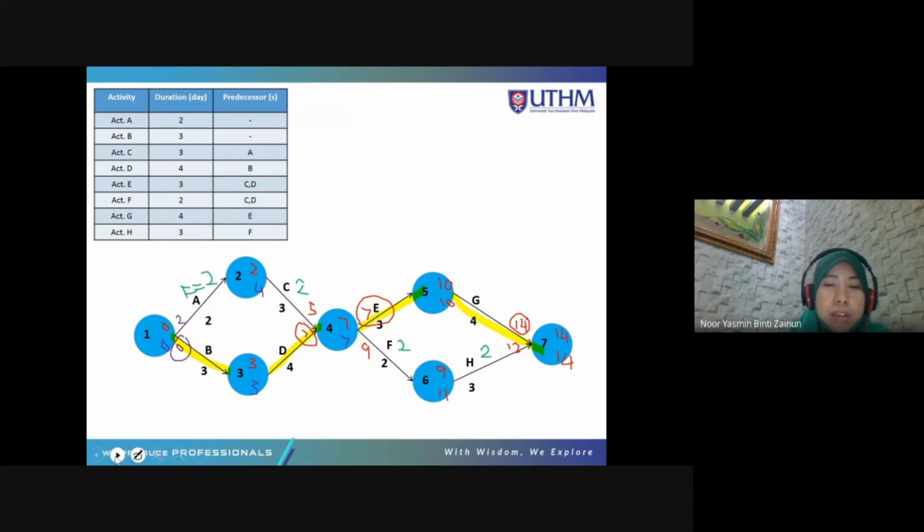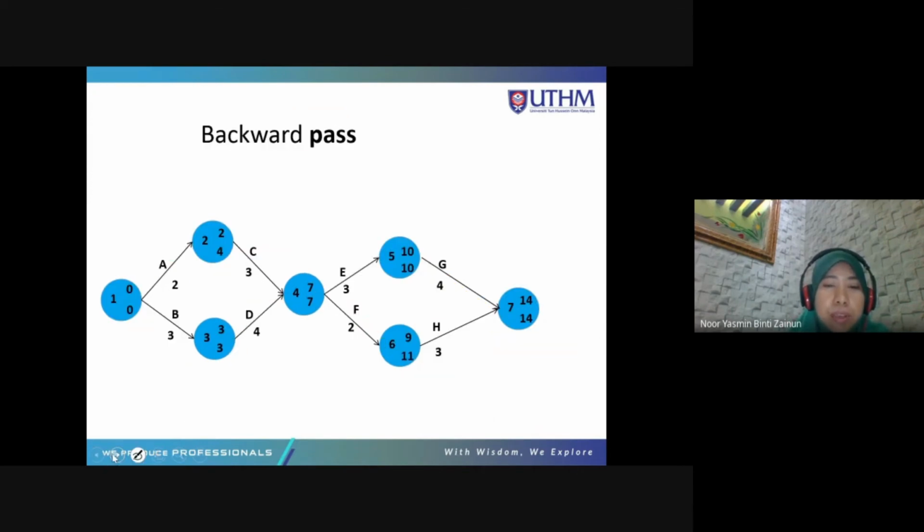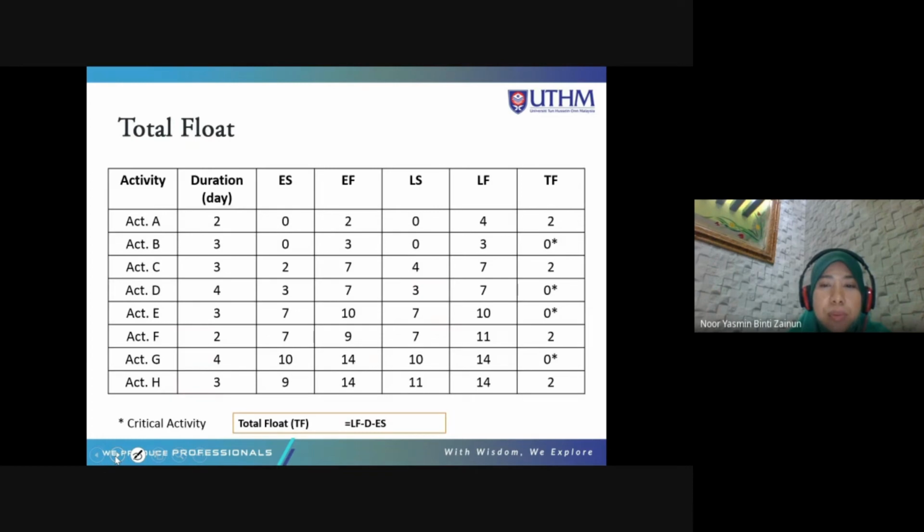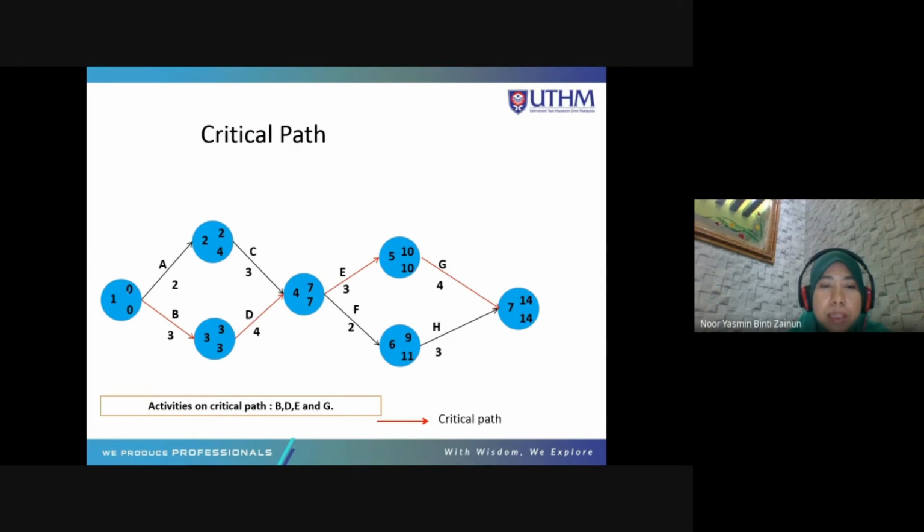Right, and then what you need to do is put what we have calculated in the table, and you can double check. The critical path is BDEG with 0 float. The total duration equals 14 days.